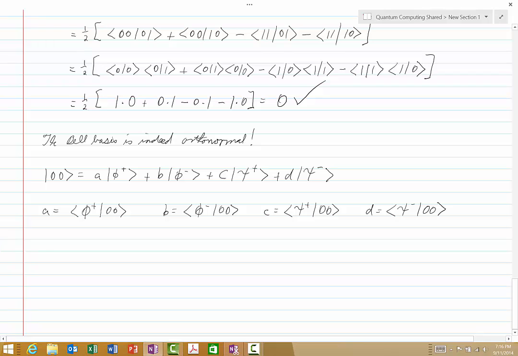So let's go ahead and compute each one of these. A then will be equal to 1 over square root of 2 conjugate.